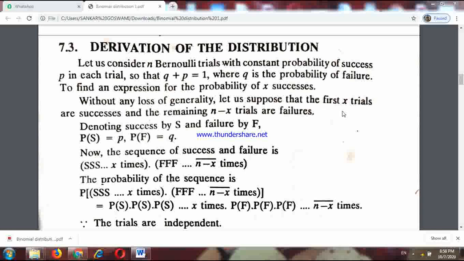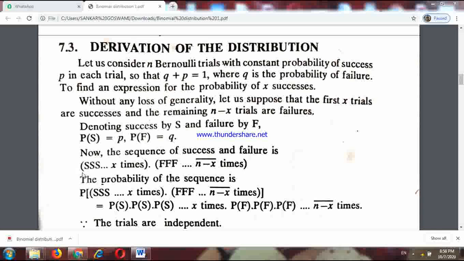we assume that the first X trials give me success and the remaining n minus X trials give me failures. So that means this is the sequence. In this way I can get X successes in n trials. But remember one thing, this is one of the possible ways. So plenty of other possibilities are there in which I can get X successes in n trials.